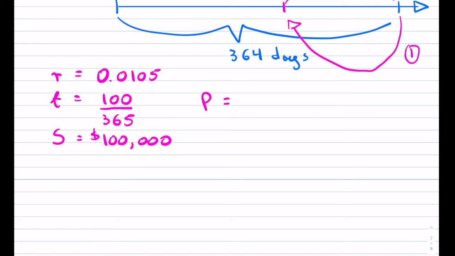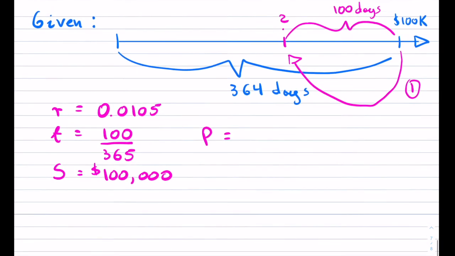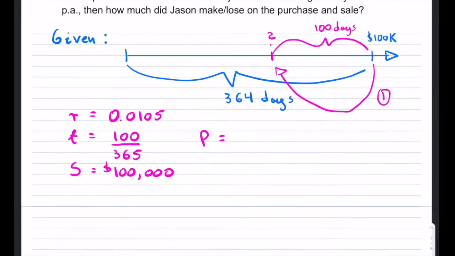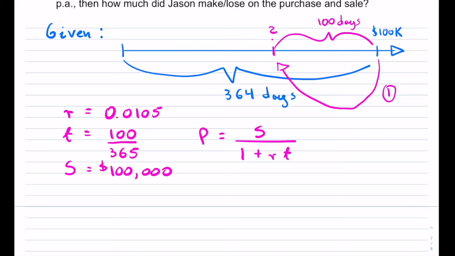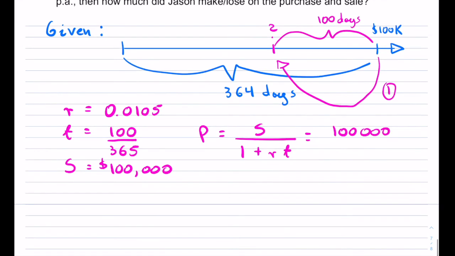Now, if I want to know how much I bought it for, that's P. My present value or principal, at the beginning of that purchase, can be calculated simply by S divided by 1 plus RT. All right, so this is what I have, and I can punch all of this in. So let me put 100,000 divided by 1 plus my rate, times 100 over 365.